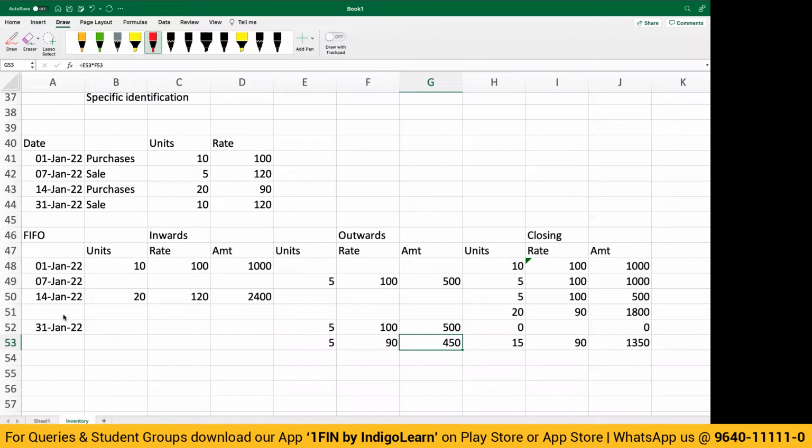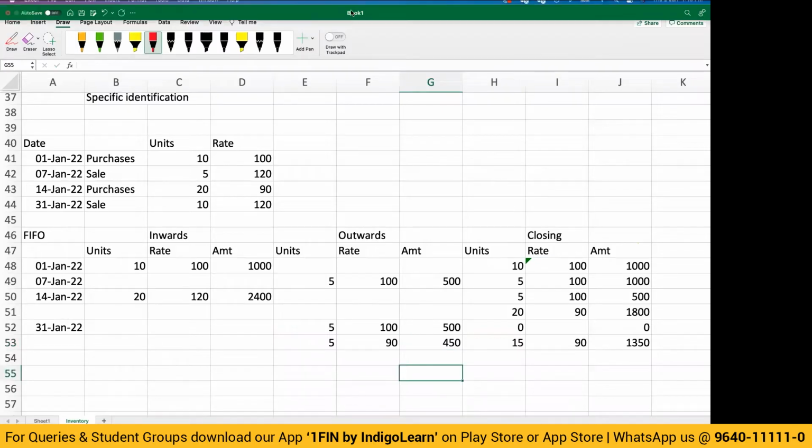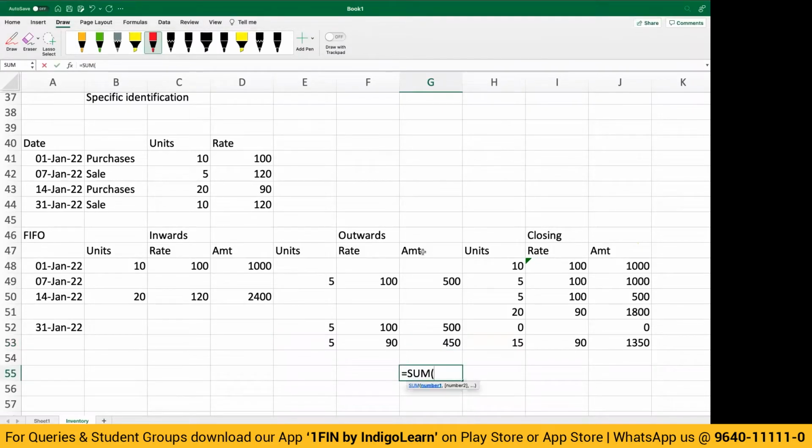Yes, sir. Yes. Now, the sum of this, 1450, what is this called?